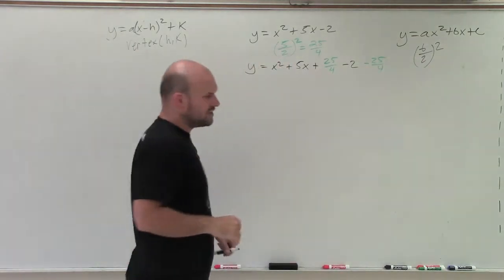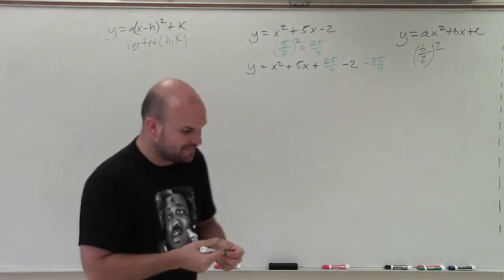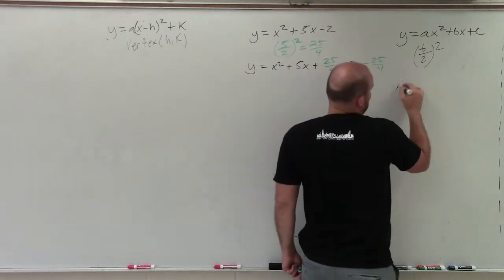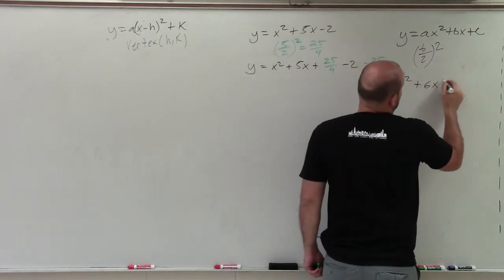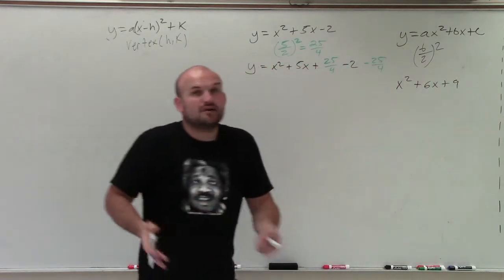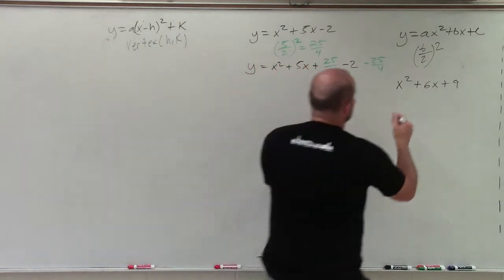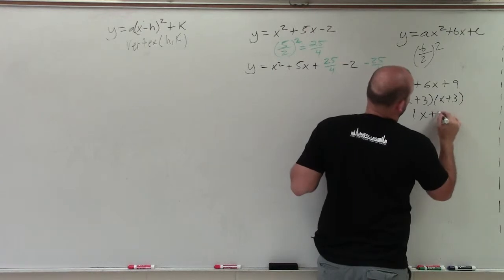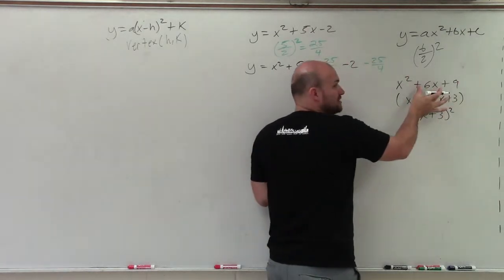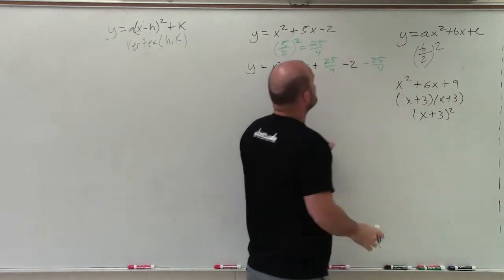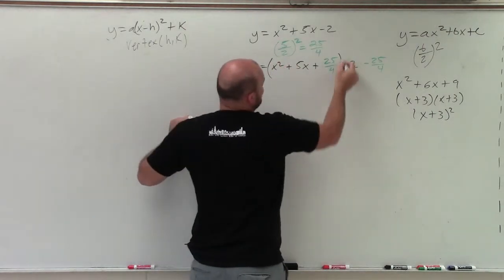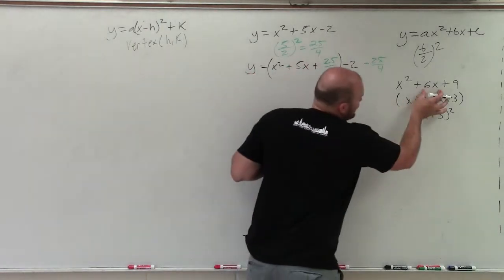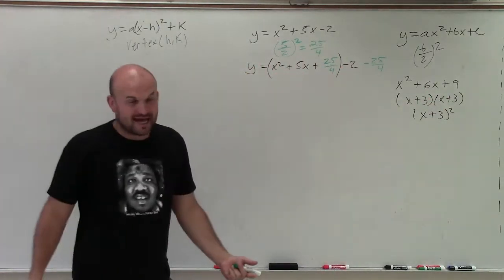So why did we do this? The reason we take b divided by 2 and square it is that it produces a perfect square trinomial, and we like perfect square trinomials. For example, x squared plus 6x plus 9 is a perfect square trinomial because I can factor it into x plus 3 times x plus 3, which is x plus 3 squared. By doing b divided by 2, we created a perfect square trinomial, which is a lot easier to factor.